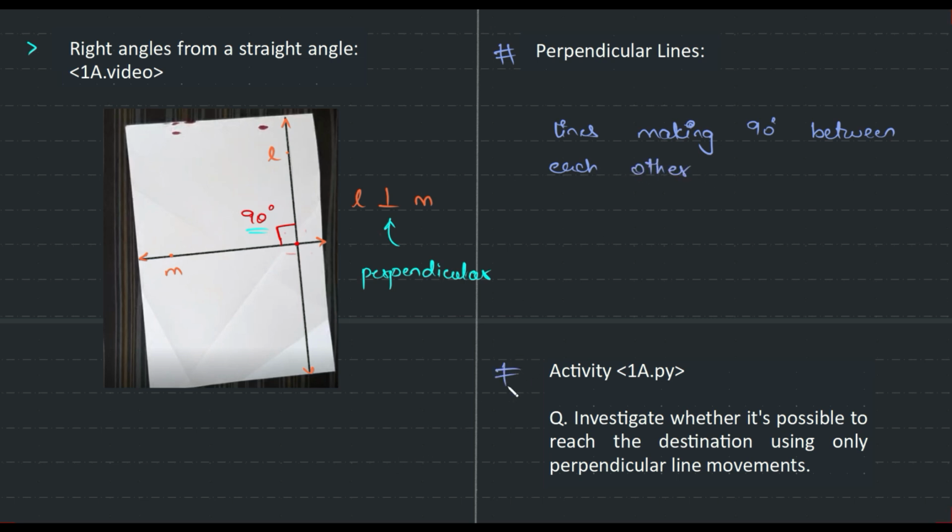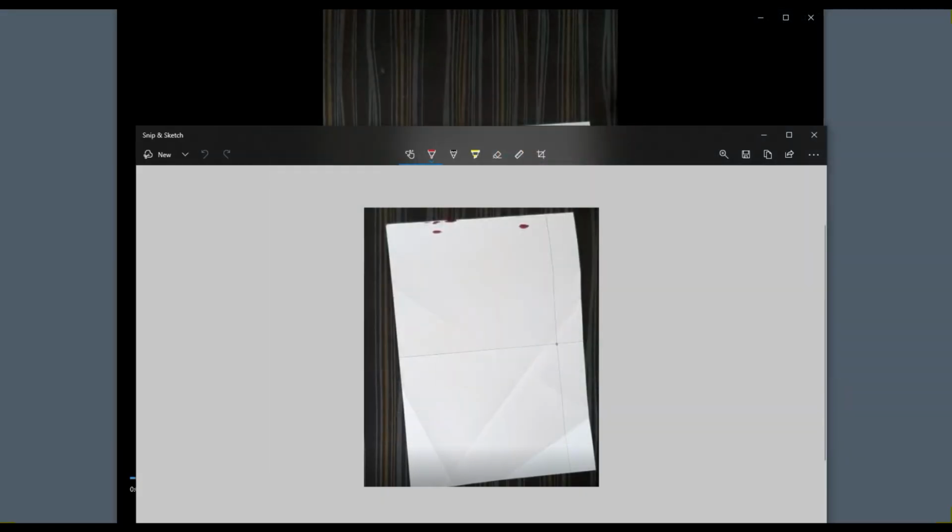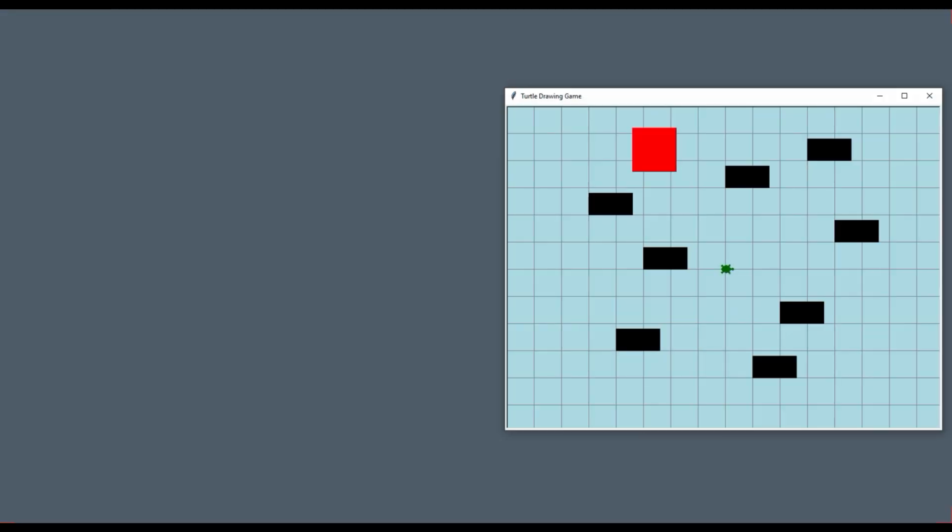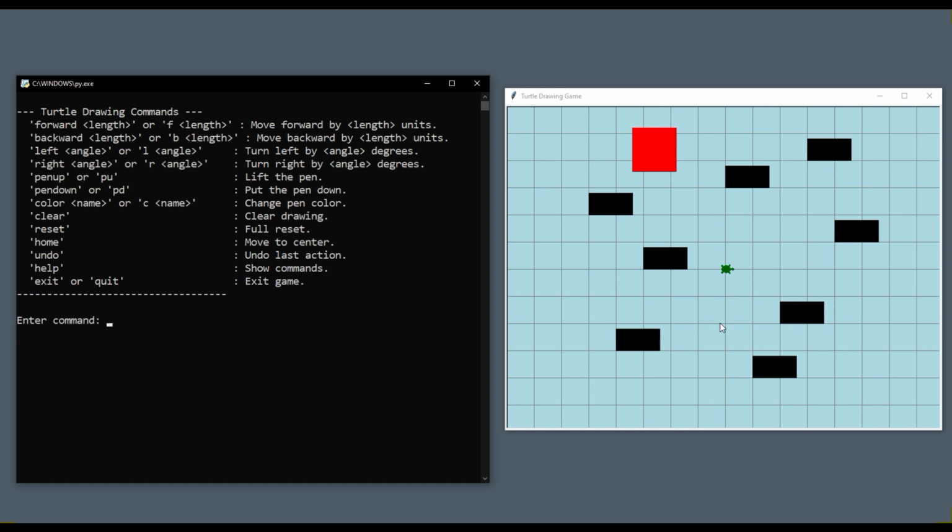Now, finally, let's end the concept by investigating whether it's possible to reach the destination using only perpendicular line movement. So we are looking at the activity now. I think I have explained the game once, but let me explain it again. We have a turtle. The turtle has to go to the red color square over here. It has to avoid all the black structures. Those are the obstacles. Now the question is, can the turtle go to the square just by using perpendicular angles?